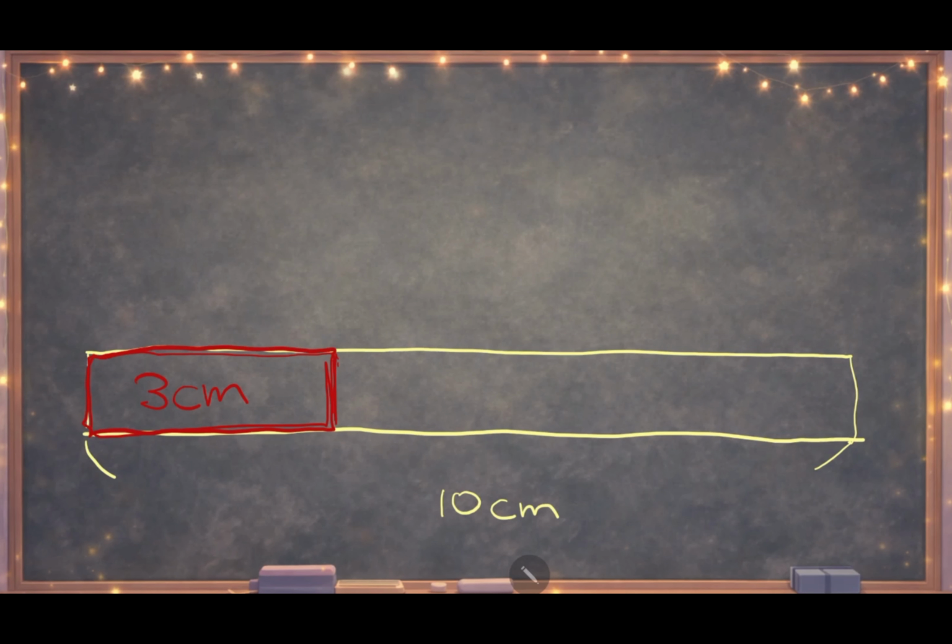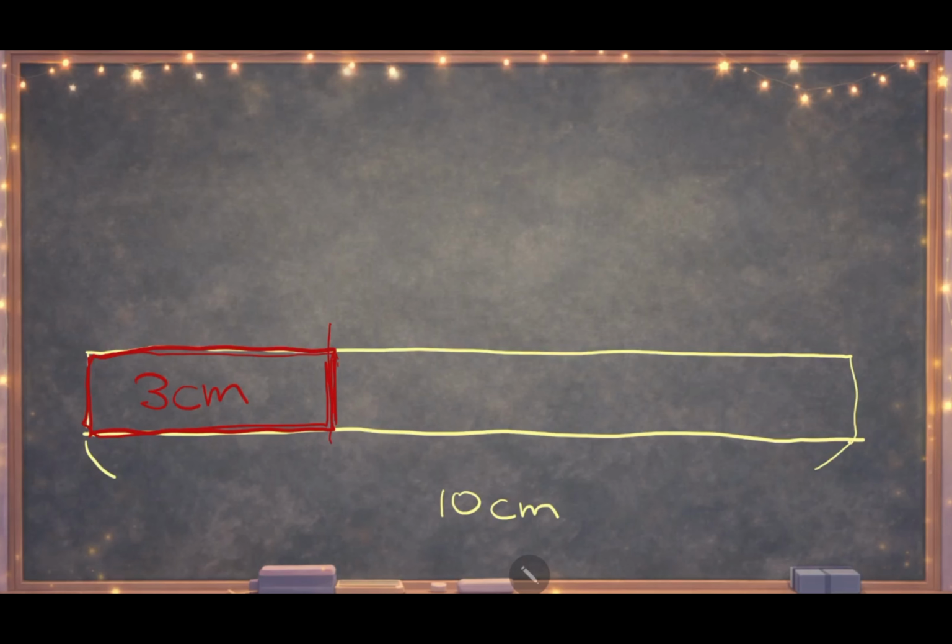This time, I have a piece of sellotape that is 10 centimeters long, and from that 10 centimeters, I just need 3 centimeters of it, so I cut this 3 centimeters from the 10 centimeters. What is the fraction of the tape I have used? Please pause the video and have a go.